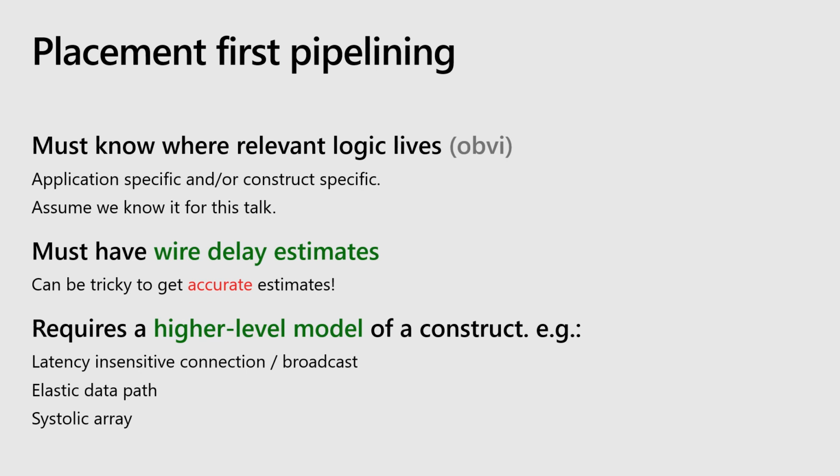So wire delay has really led us to the necessity of this placement-first pipelining, we posit. This is the idea that if we know where big chunks of relevant logic live, which is generally application or construct specific, and we assume we know it for this talk, we can estimate the wire delay between these big logic chunks. Now there are a few caveats here to get good estimates. But then if we additionally have a higher level model of that particular construct, we can also preserve the functionality.